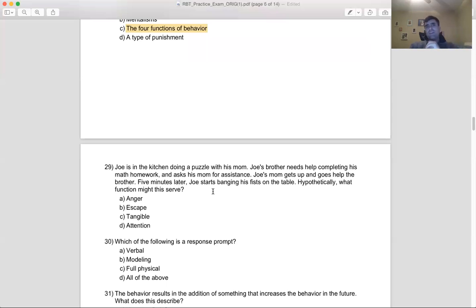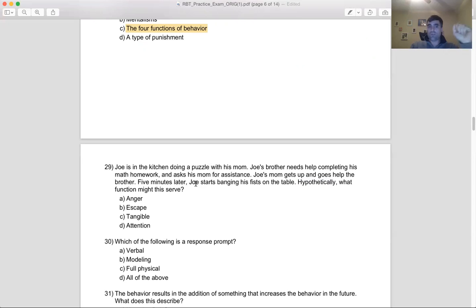2 more. Joe is in the kitchen doing a puzzle with his mom. Joe's brother needs help completing his math homework and asks his mom for assistance. Joe's mom gets up and goes to help the brother. 5 minutes later, Joe starts banging his fist on the table. Hypothetically, what function might this serve? Keyword hypothetically, right? So if you're in this situation at the home, this behavior happens, okay? You haven't done any sort of functional analysis or anything, but what would you hypothesize this behavior was, okay? Think about the setting events and what happened before. Joe was doing a puzzle, okay, getting all the attention. Joe's brother needed help. His mom left. Mom didn't come back. 5 minutes later, Joe starts banging his fist on the table.